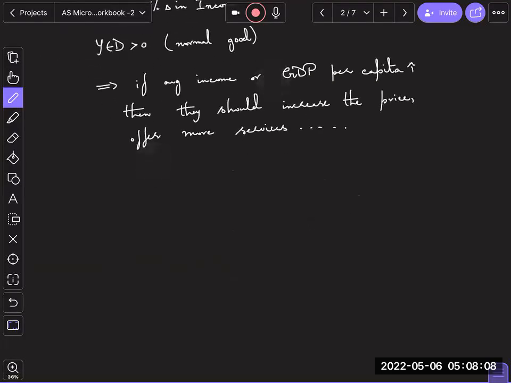And then you will come to PES. What should be the PES for a holiday resort? PES measures the responsiveness of quantity supplied due to a change in the price, measured by this formula. Yes, what should the PES of holiday resorts be? What should be the PES? Less than 1, greater than 1, 0?